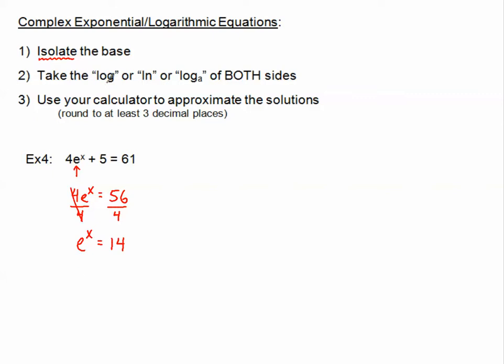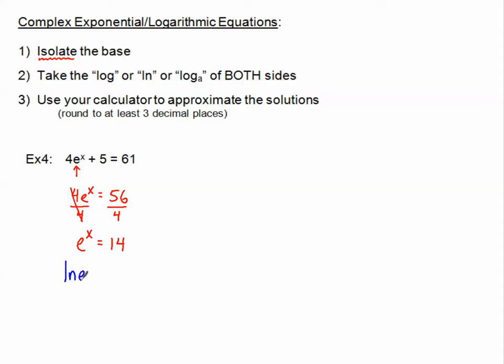We could take the common log of both sides. We could take the natural log of both sides. Or if we have some random base that's not base 10 or base e, we could take the log base, whatever that number is, of both sides. There's actually another thing I'll show you on one of the other examples, but it doesn't always work, so I'll just show you on that one. In this case, since we're talking about base e, of course it makes sense to use the natural log. So I'm going to take the natural log of both sides.